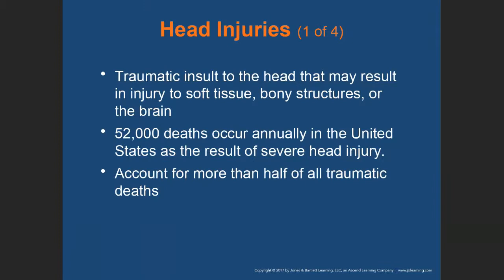Head injury is a traumatic insult to the head that may result in injury to soft tissue, bony structures, or the brain. 52,000 deaths occur annually in the United States as a result of severe head injury, accounting for more than half of all traumatic deaths. This is really the worst patient you can get as a trauma patient. The worst patient you can possibly encounter in the field is a patient with head and spine injuries that is not able to maintain their airway or is in cardiac arrest.